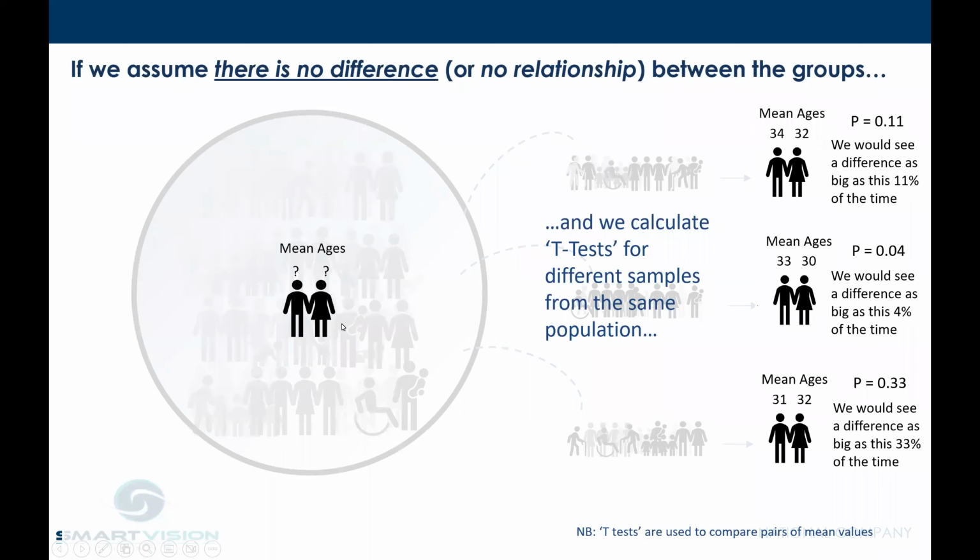Because, as you know, it is possible to flip a coin 10 times and have it come up 10 times heads or 10 times tails. It just doesn't happen very often. Okay, so this is what we're doing here.